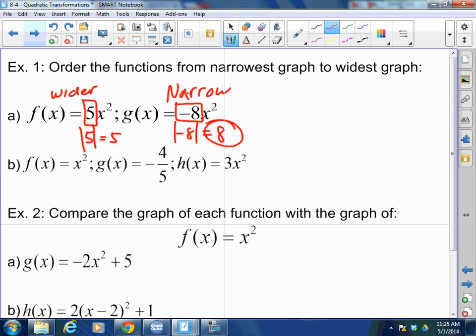Yes, sir. Yeah, I know. It was negative 5 on your paper. Change it to a negative 8, please.